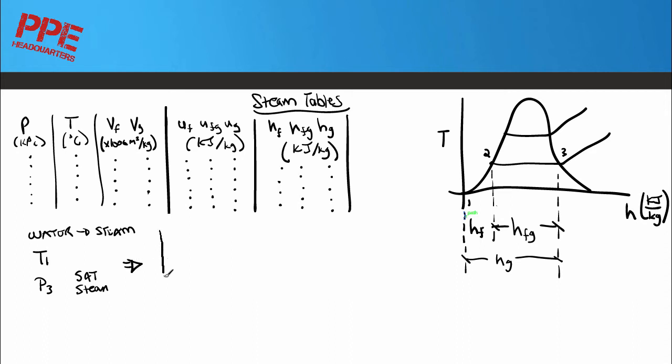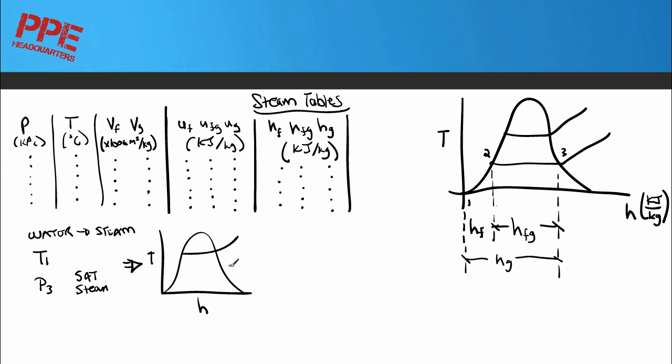I always draw my diagram for the individual cases. This is temperature. This is enthalpy. Here's our dome. I always draw my constant pressure line. Ooh, that smoothened out on me. Okay.